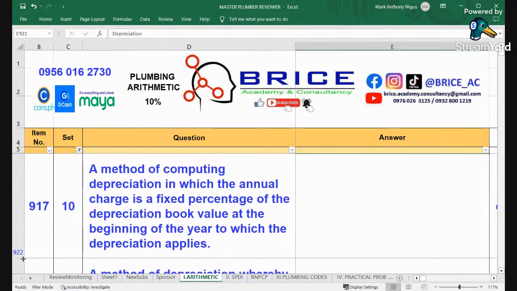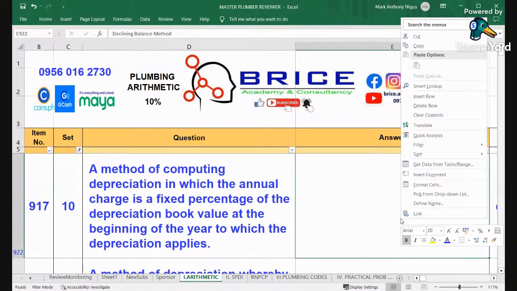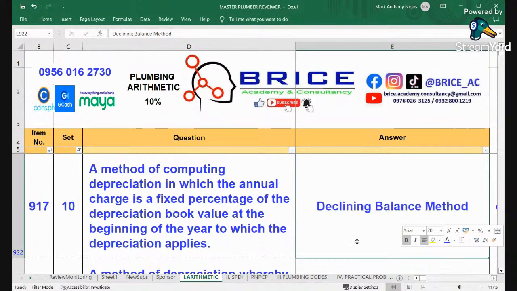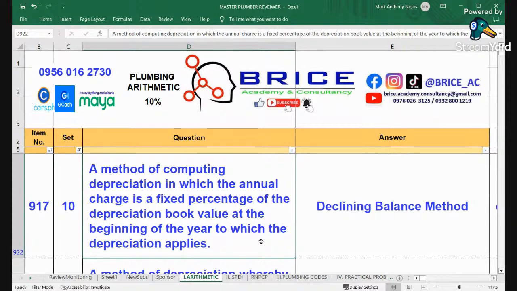917. A method of computing depreciation in which the annual charge is a fixed percentage of the depreciation book value at the beginning of the year to which the depreciation applies. The answer is declining balance method. A method of computing depreciation in which the annual charge is a fixed percentage of the depreciation book value at the beginning of the year to which the depreciation applies. The answer is declining balance method.